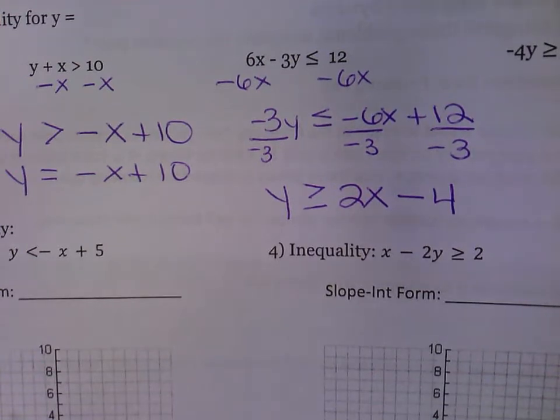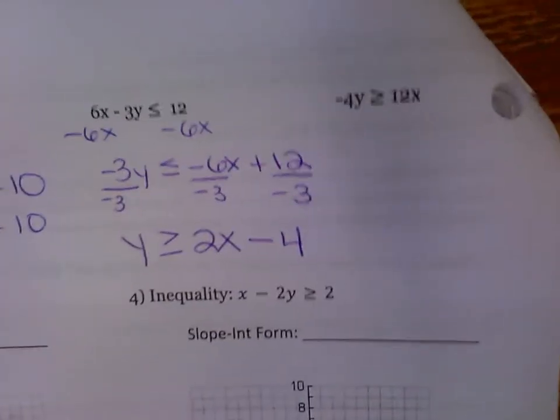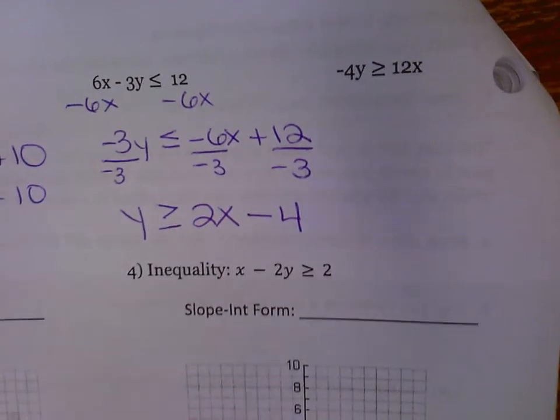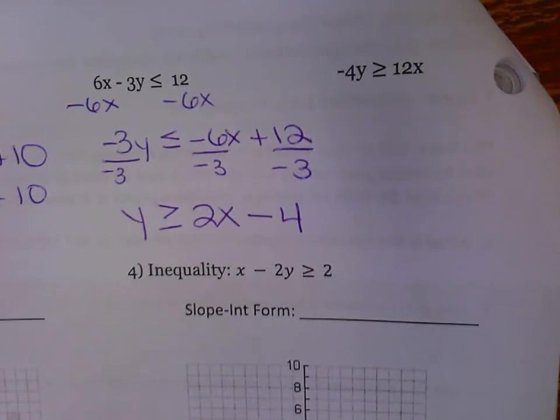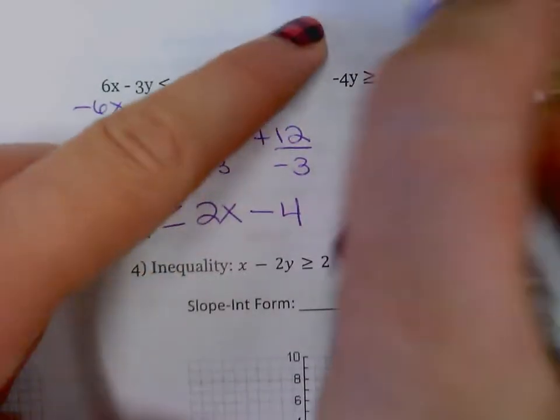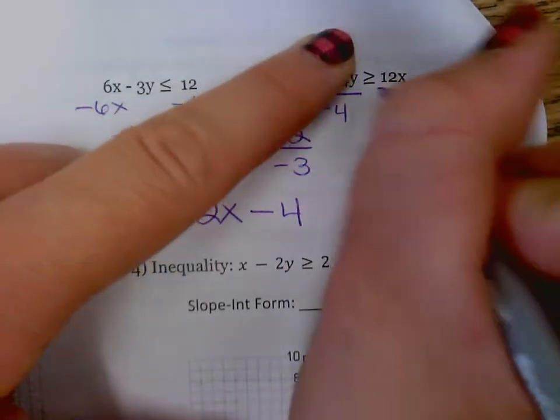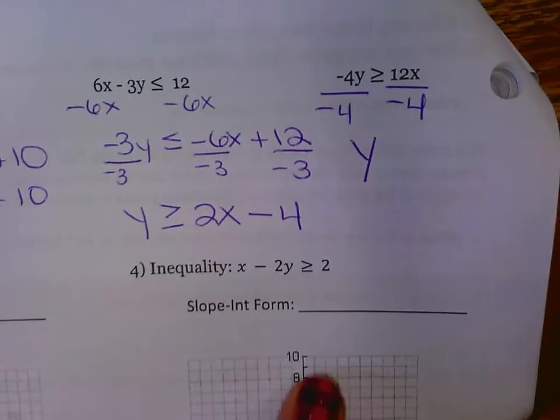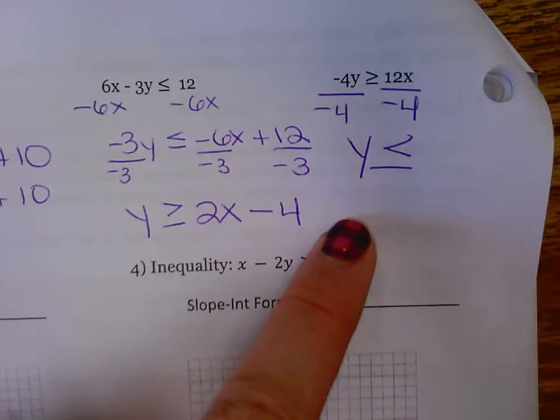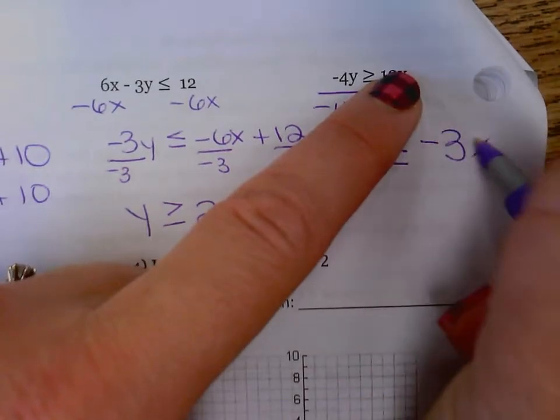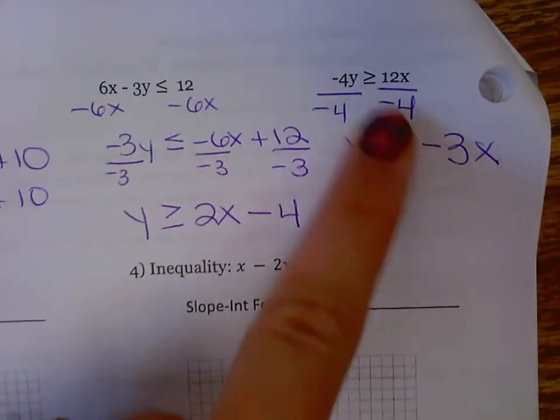All right, see if you can do that last one on your own. How would I solve this last one for y? On a couple of these down below, we're going to have to do that. See if you can do it, that last one. Divide by negative 4. Y is, I have to flip the sign, and then negative 3x. So it was a one-step problem, but you've got to remember to flip that sign over.